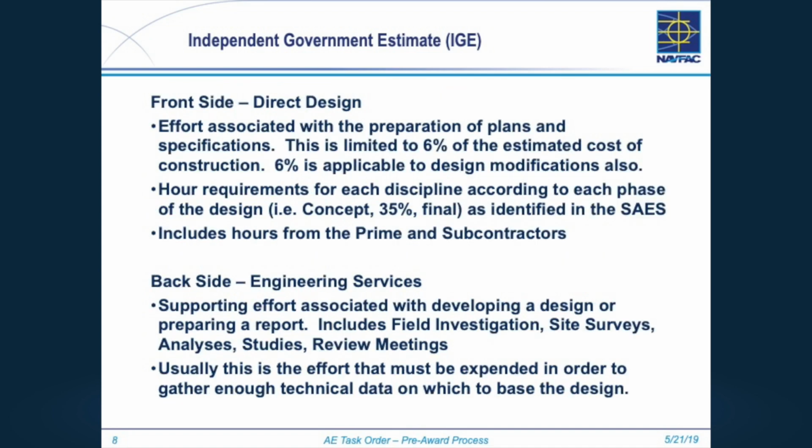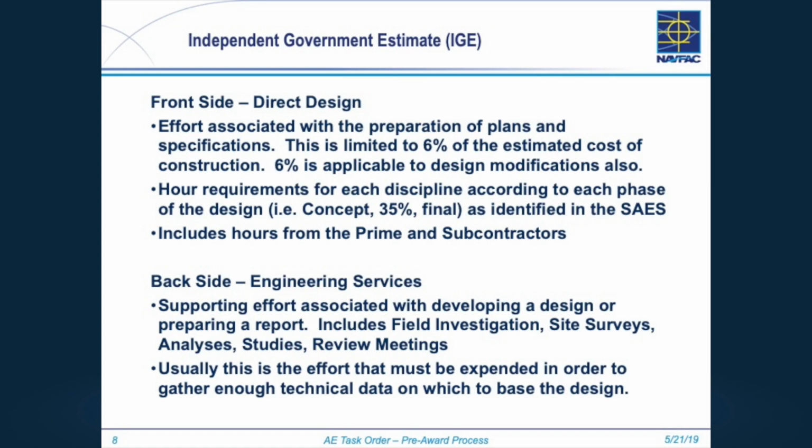You'll also hear front side and back side. That's a government unique issue because of the fact that we have a statutory limit that we can only pay 6% for direct design. That's part of originally the Brooks Act. It's now changed names, Architect Engineering Professional Services, something. So your estimate has direct design and then it has engineering services.